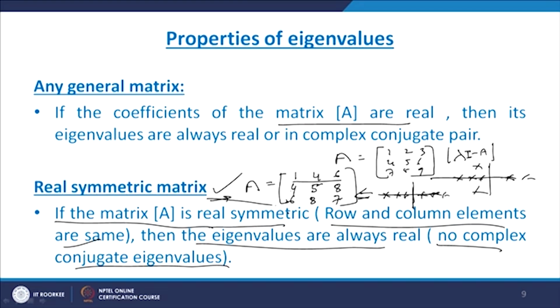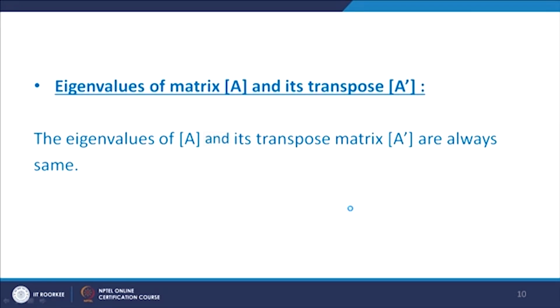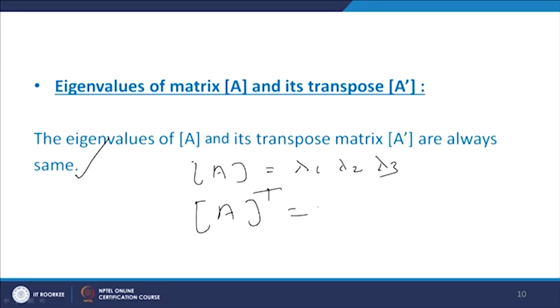That is this part. Eigenvalues of a matrix A and its transpose. The eigenvalues of A and its transpose matrix are always the same. That means if matrix A has eigenvalues lambda 1, lambda 2, lambda 3, and if you take the transpose of this, we will always get the eigenvalues lambda 1, lambda 2, lambda 3.